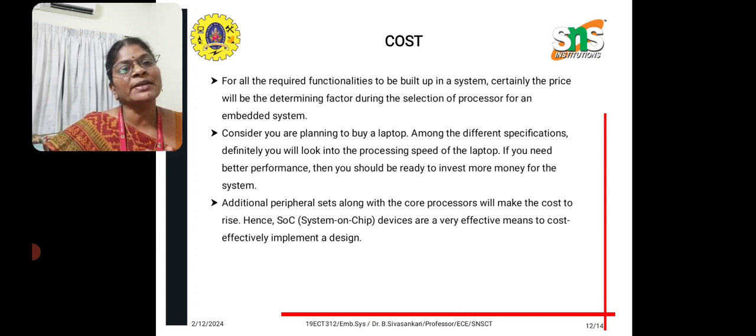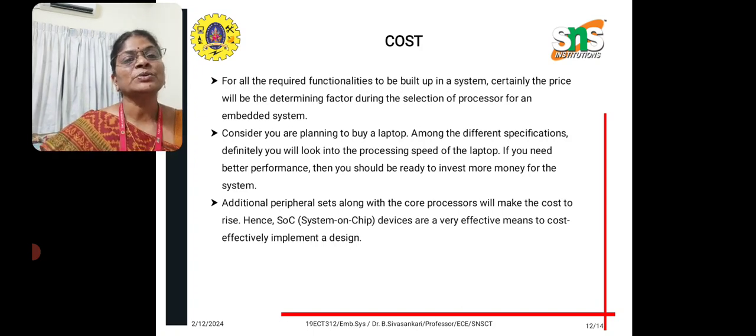Consider you are planning to buy a laptop. Among the different specifications, definitely you will look into the processing speed of the laptop. If you need better performance, then you should be ready to invest more money in the system. Additional peripherals along with the core processor will make the cost rise. Hence, system on chip devices are a very effective means to implement a design cost effectively. So these are all the major factors needed to select a processor for an embedded system.